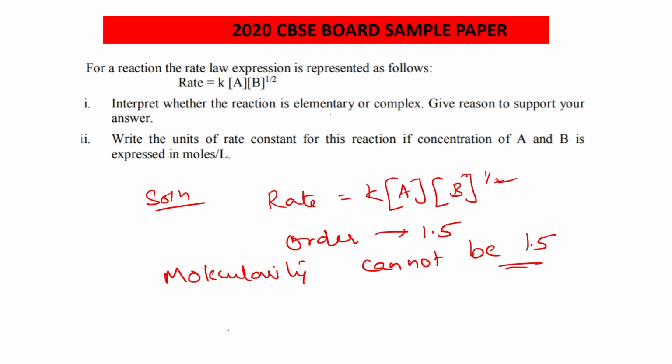That means when the molecularity is not 1.5, this particular reaction has no meaning. This reaction occurs in steps. Molecularity can never be in decimals or fractions, correct? So this reaction occurs in steps. The reaction which occurs in steps is always called a complex reaction, correct, students?